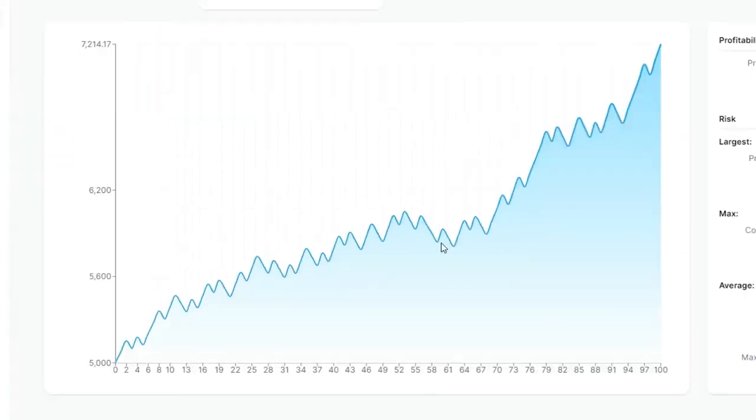Definitely do check this out and backtest it on some different pairs and different time frames, and let me know in the comments the kind of results you get.